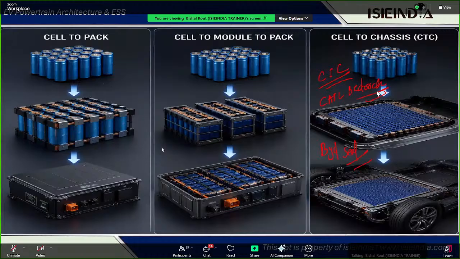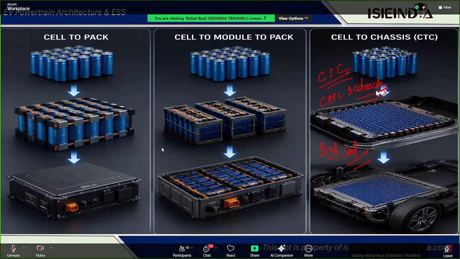If I'm talking about Indian electric go-karts or Formula Student CV, they are somewhere utilizing the cell to pack approach. Some of them are also utilizing the cell to module to pack approach. But I had also seen some go-karts, not used for racing purposes, just manufactured by certain colleges to showcase that a go-kart can also undergo the cell to chassis approach, right?